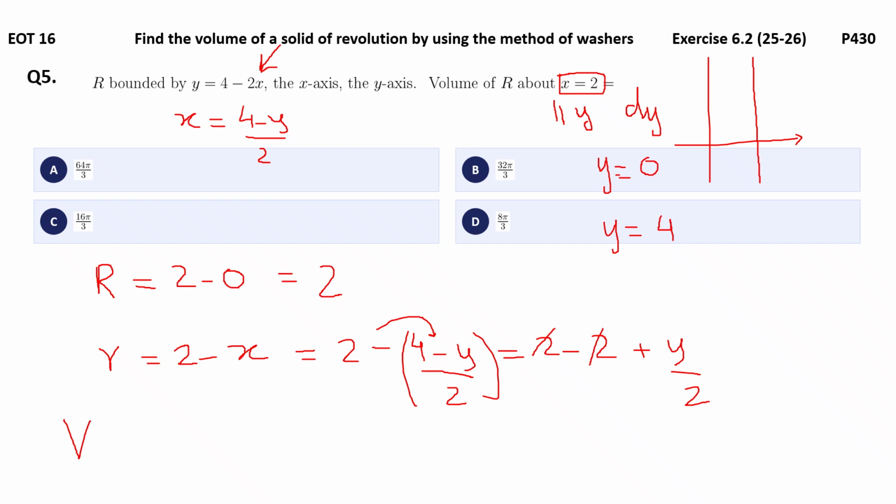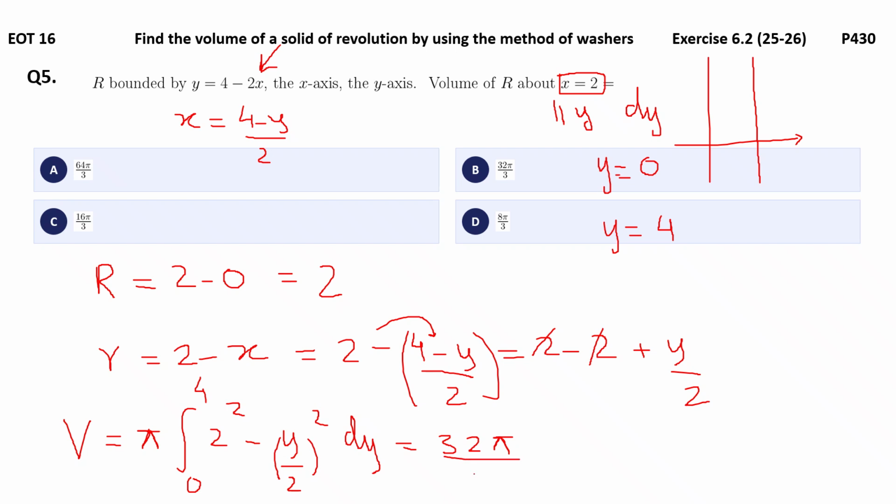Now let's substitute in our formula. V is equal to pi integral 0 to 4, 2 square minus (y over 2), the whole square, dy, which is equal to 32 pi over 3. That's option B.